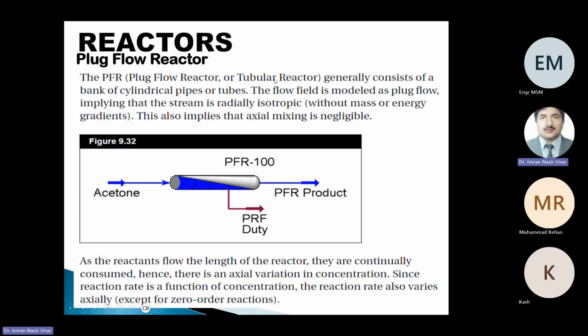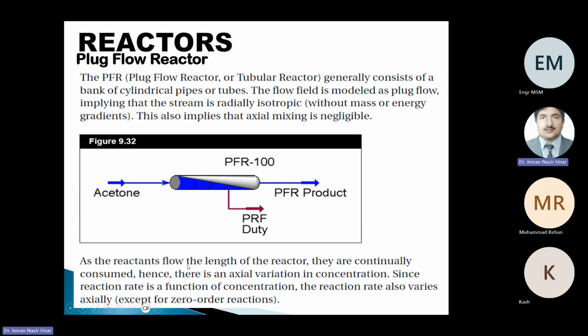The plug flow reactor or tubular reactor generally consists of a bank of cylindrical pipes or tubes. Basically, this reactor looks like a pipe, but mathematically, this is divided into several small cylinders, which we call del Z. The flow field is modeled as a plug flow, implying that the stream is radially isotropic without mass or energy gradients. When you say plug flow, it means there is no gradient radially. Only gradients of anything are in the axial direction.